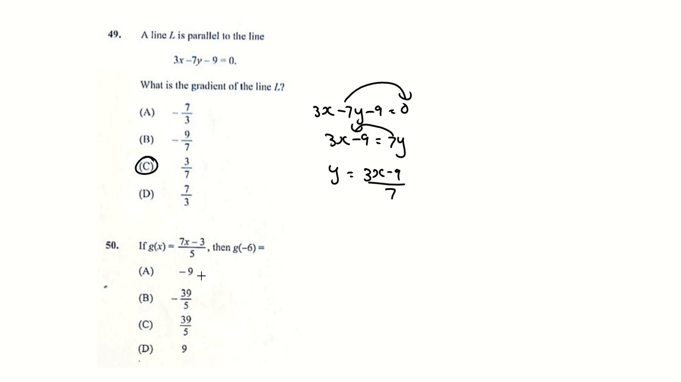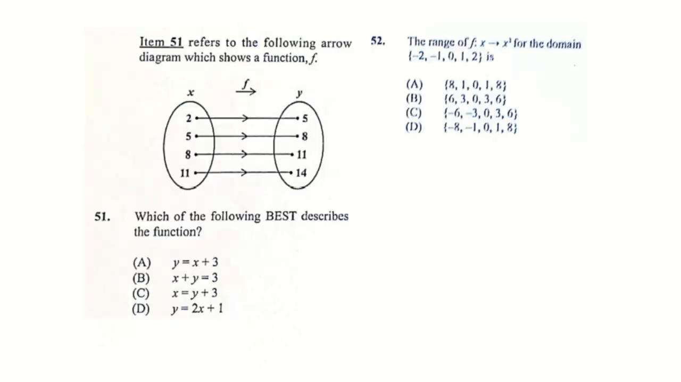This here, we did this, it was negative 9. It was negative 42 minus 3 is minus 45. Minus 45 divided by 5 is minus 9. So A is the answer.